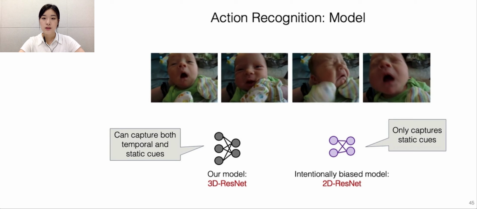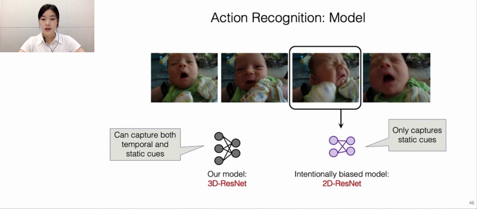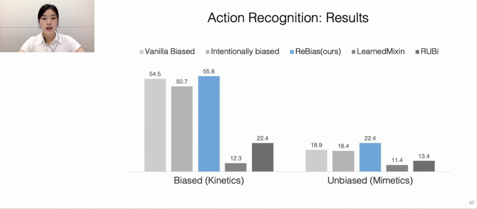For the models, we set our vanilla model as a 3D ResNet, which can capture both temporal and static cues. And we set our intentionally biased model as a 2D ResNet, which can only capture static cues. And these are the results. By applying ReBias on the 3D ResNet, it encourages it to utilize its temporal modeling capacity by forcing it to reason differently from the 2D ResNet. Therefore, ReBias improves the accuracies on both the Kinetics and Mimetics datasets.